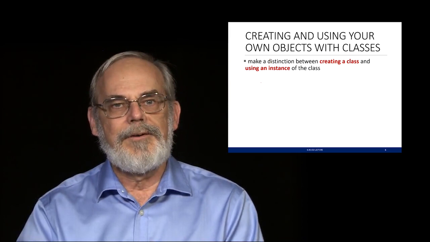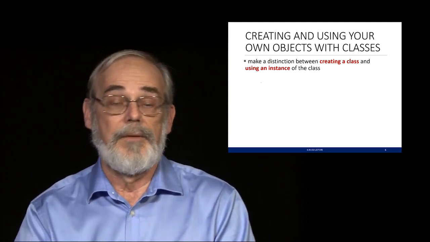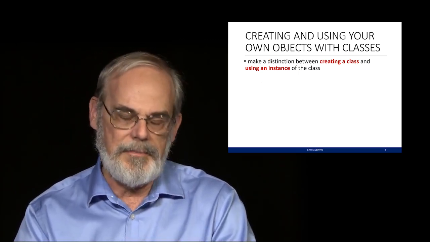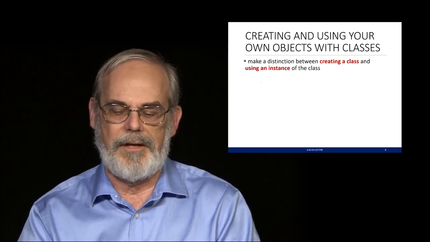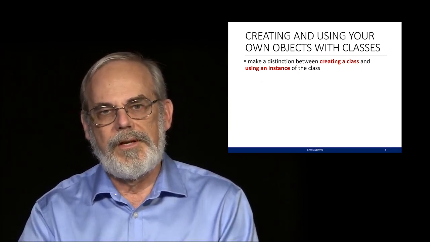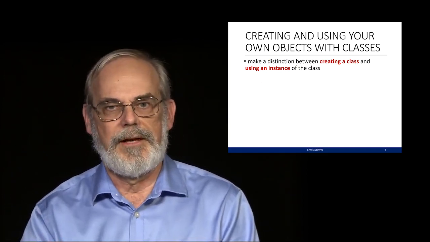We're going to take that idea now and we're going to talk about how do you create your own objects and how do you use your own objects. And we've already seen we're going to need an internal representation and we're going to need methods to enable us to talk about how we want to manipulate that internal representation. To do this, though, we're also going to make one more distinction, and that's between creating a class and using an instance of a class.